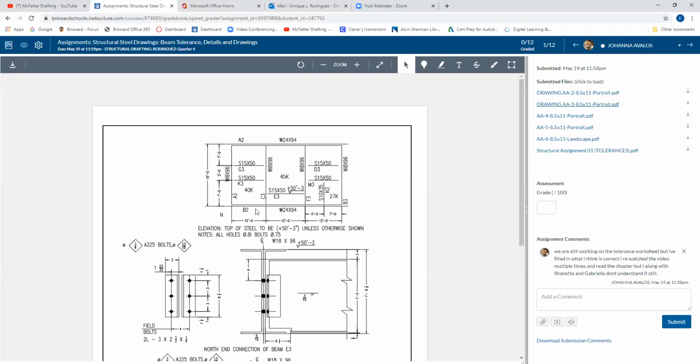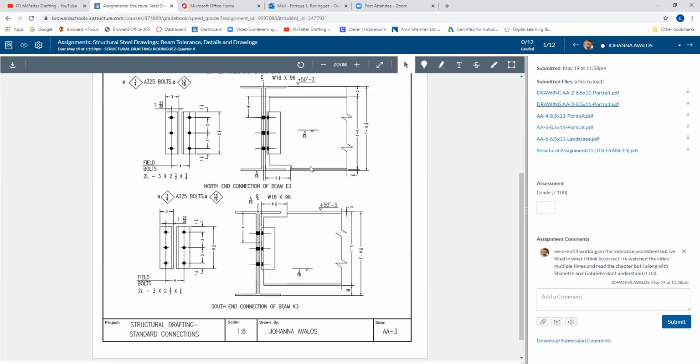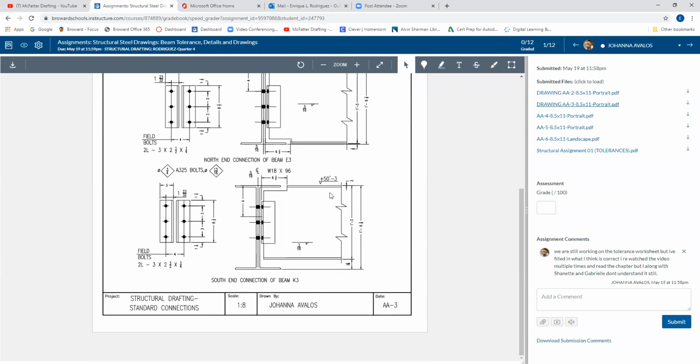All right, she's got her chart. She's got her framing plan right in here, which is good. You may want to organize this a little bit better. You did this very good. In other words, you hatched in the areas just like it shows in the reading and it shows in the solutions. Let's go to the third one.